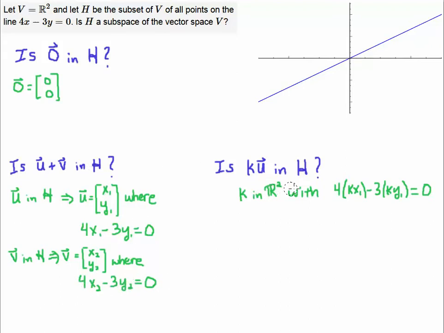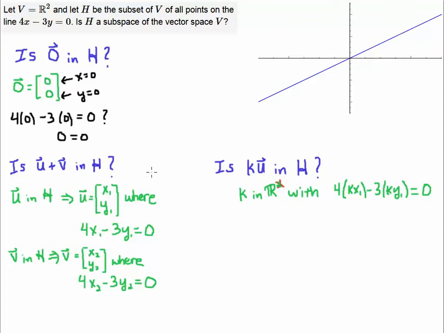And then if k is in R, I should make that an R, that's not R2, okay, then is k times the vector u, x1, y1, also in the space? All right, let's proceed.